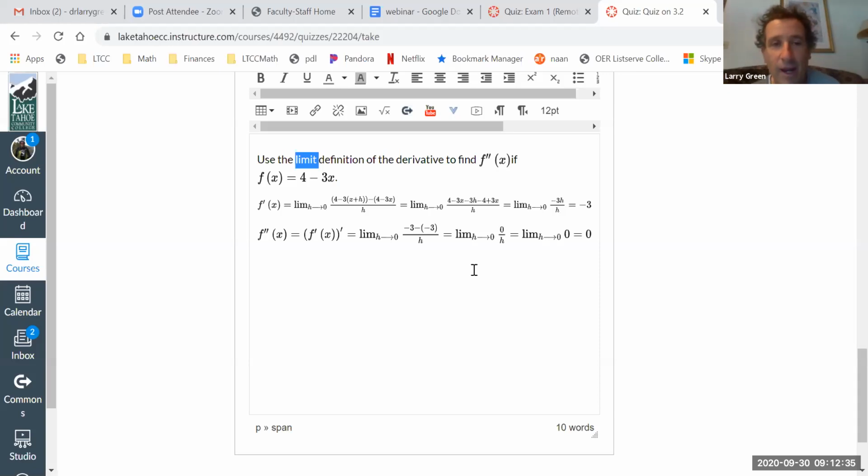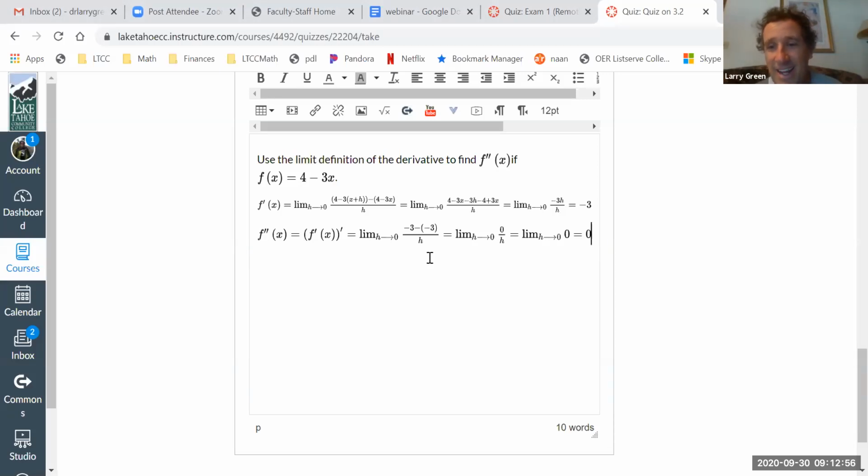So I want to highlight something. The instructions say use the limit definition. So very important on Friday's exam, read the instructions. If you don't read the instructions, then things can go bad.